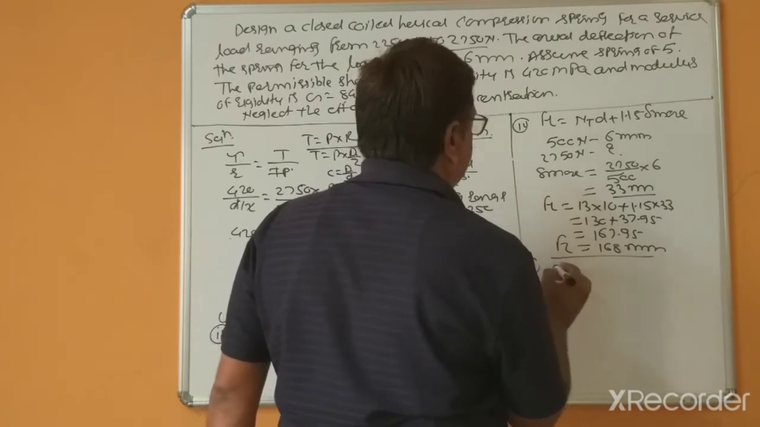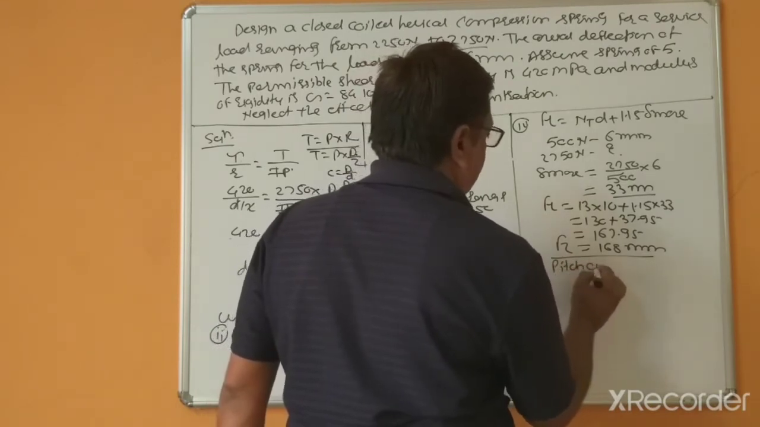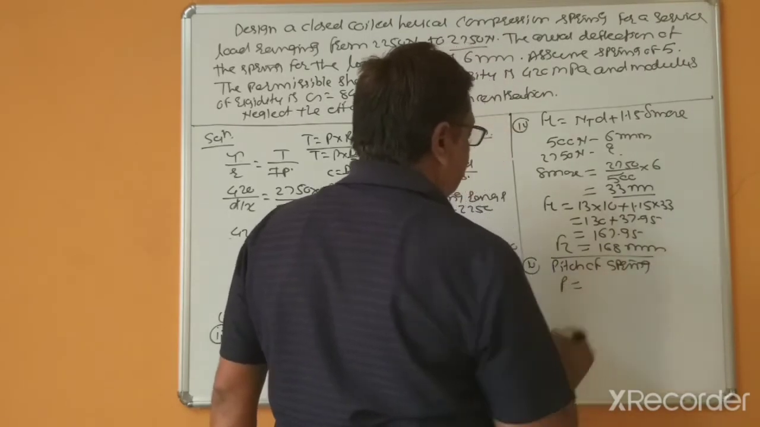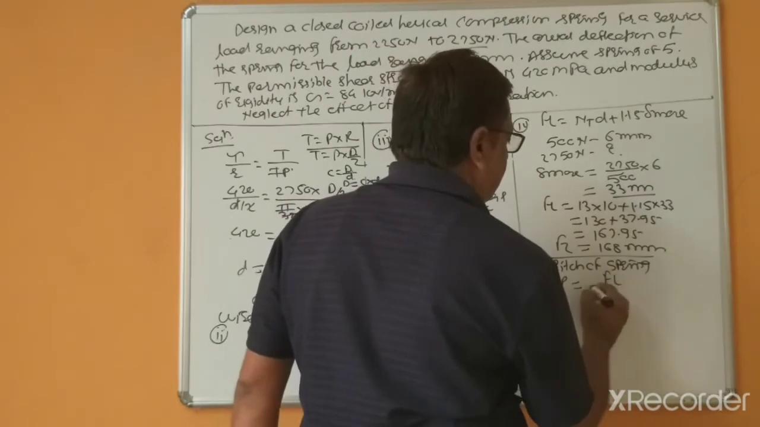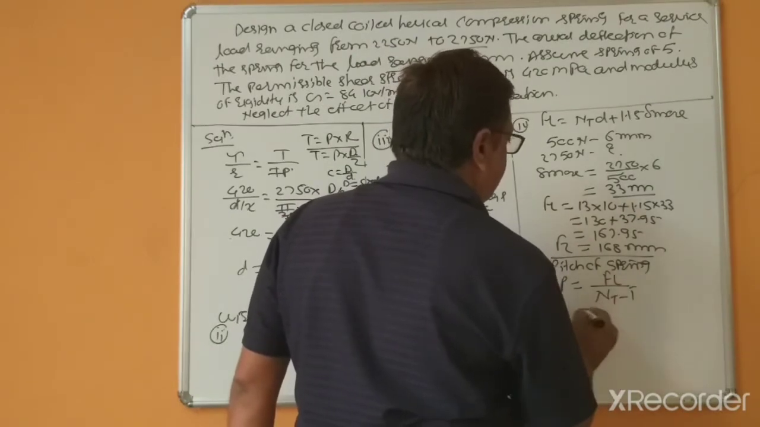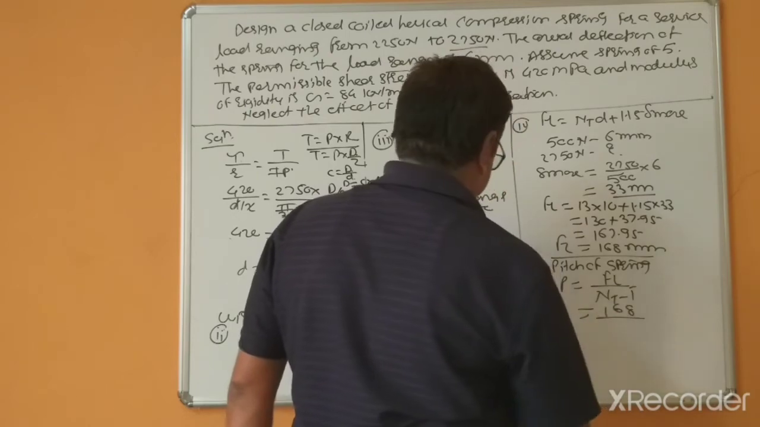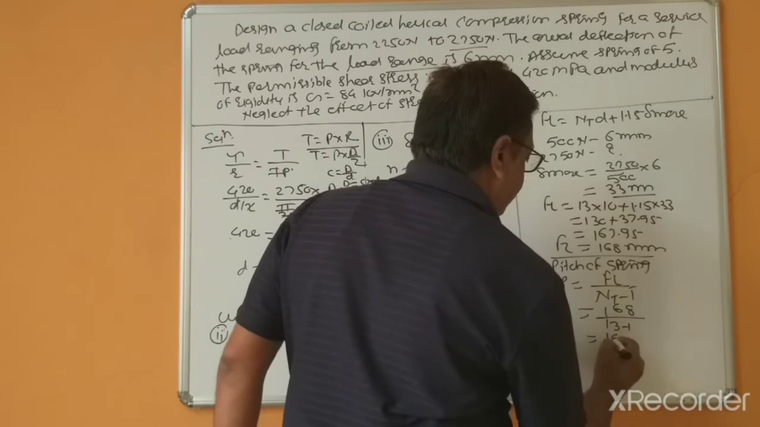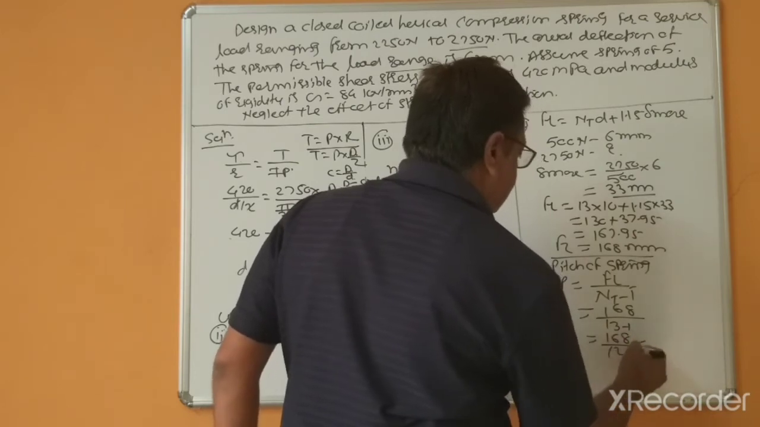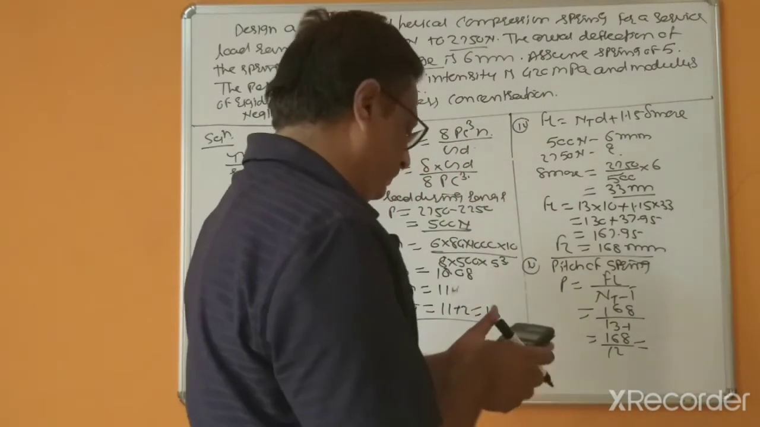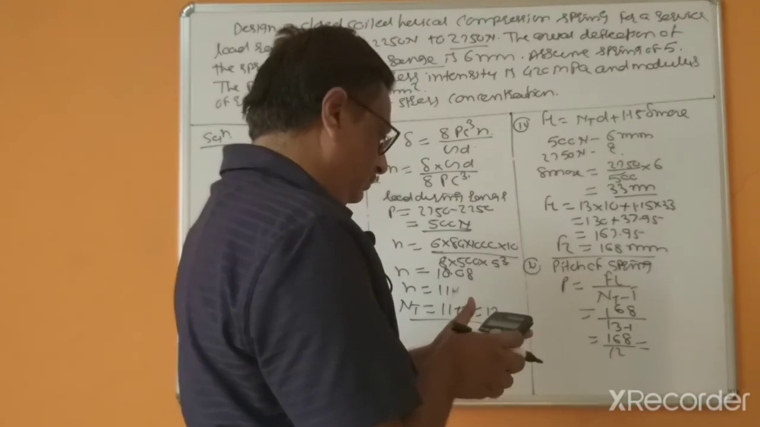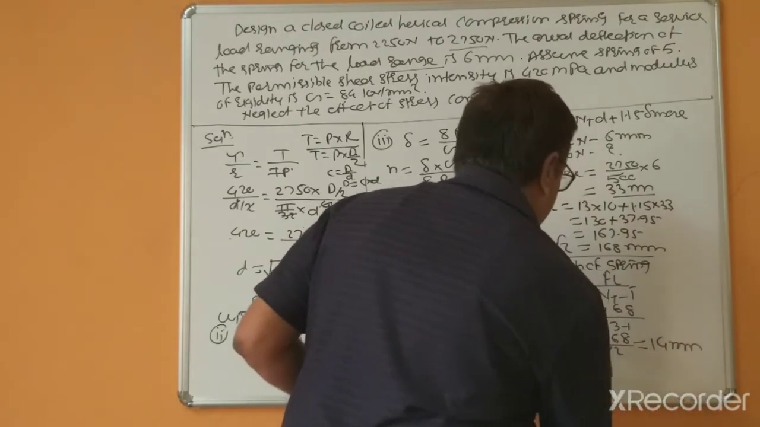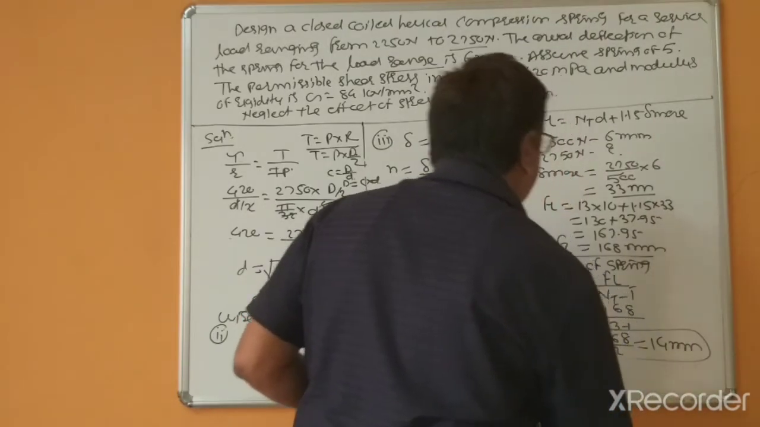And the last bit is the pitch of the spring. So what is the formula for the pitch of the springs? Equal to free length divided by NT minus 1, and this is 168 divided by 13 minus 1, 168 divided by 12, and this is equal to, so the pitch of the springs is equal to, so these are the required dimensions.